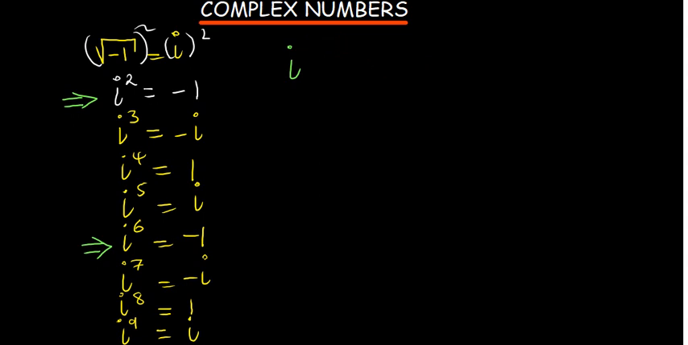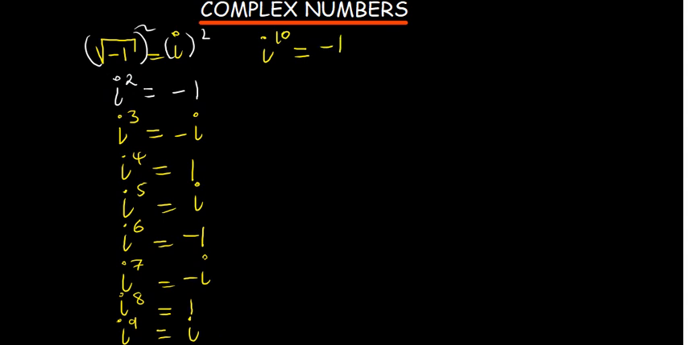Okay, let me get it like this. Let me just add 2 more. We reach to the power 10. i power 9 times i, that will give us i power 10. And that is going to be equal to i multiplied by i, that is going to be i squared. And what is i squared? i squared is equal to negative 1.